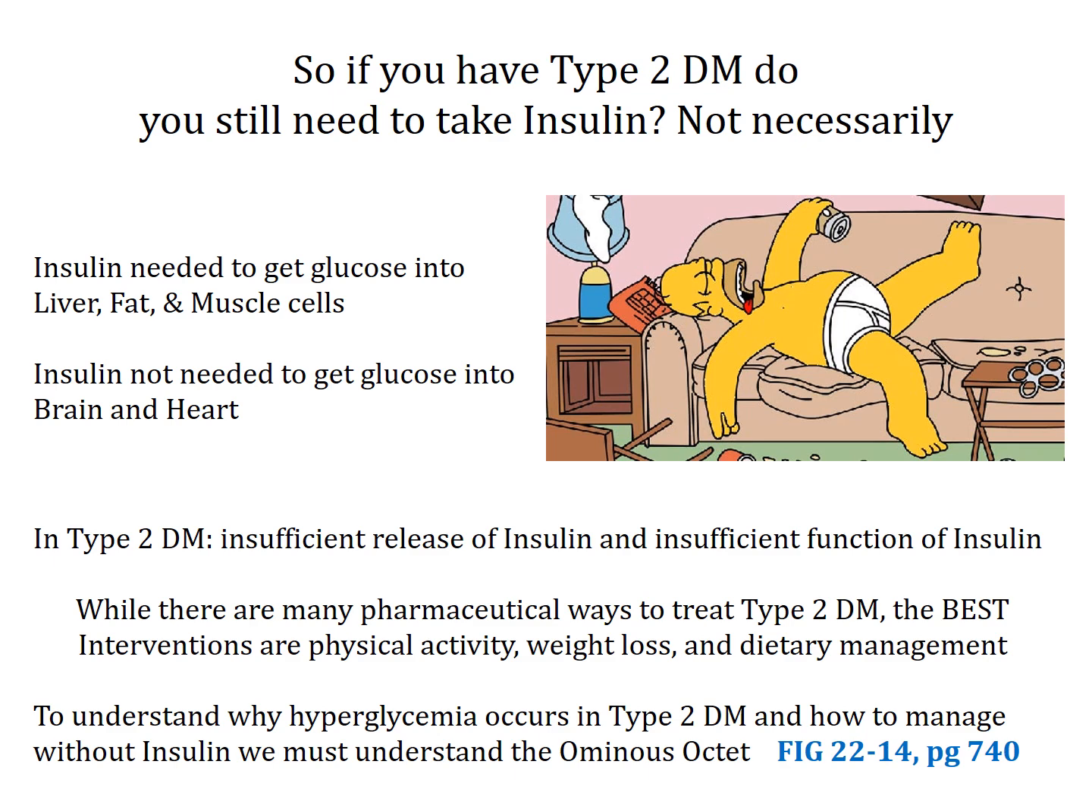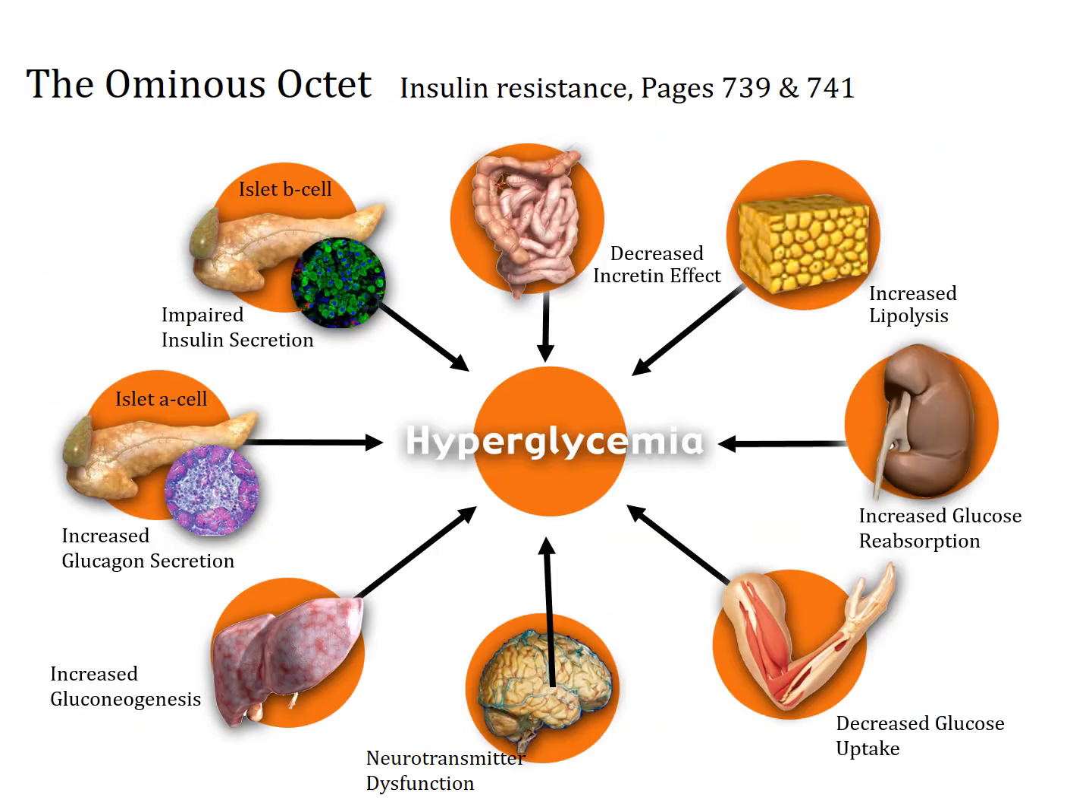I've looked closely at the ominous octet and the egregious 11, and for now, I'm sticking with the ominous octet because I think it makes a little bit more sense. I have not yet started teaching type 2 diabetes as the egregious 11. Starting to sound like a Quentin Tarantino movie here, right? So I'm going to start with the ominous octet. So let's go to the next slide.